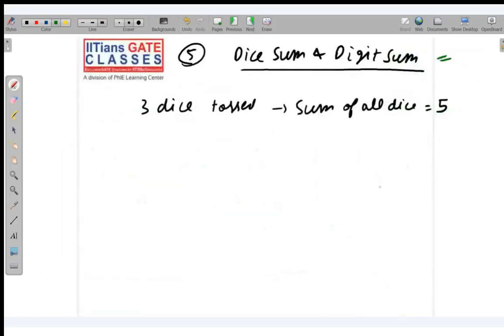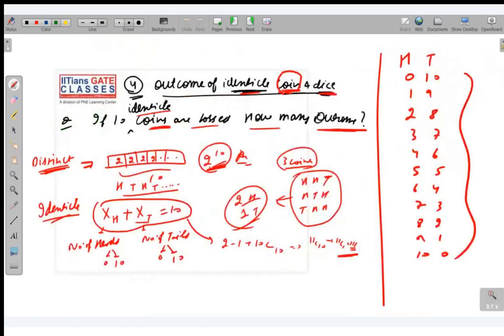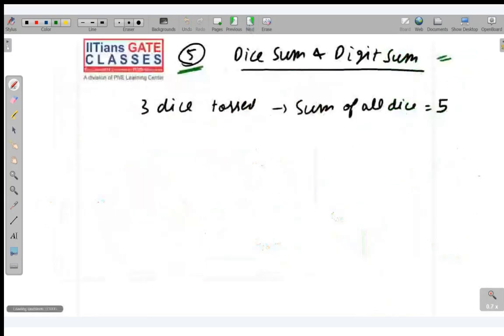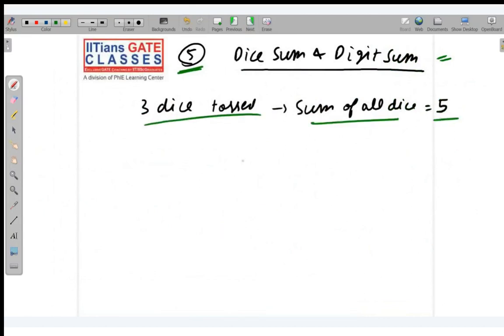Next is dice sum and digit sum. This is another problem. So this was our fourth problem. I have to study 5 problems. Four problems are over. Next is the fifth problem, the last problem, dice sum and digit sum. So what is this? 3 dice are tossed. Sum of all dice should be 5. That is the question. So how many ways?